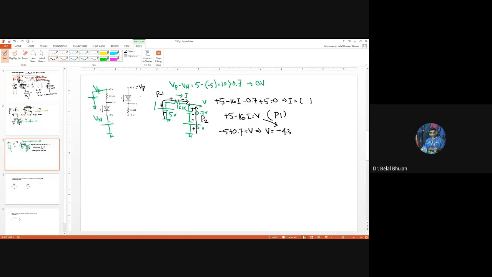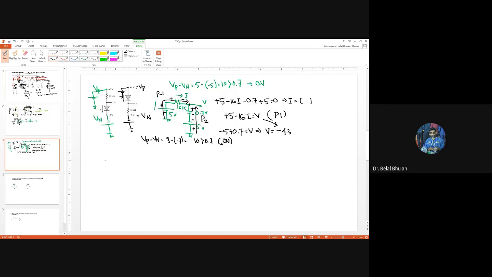Okay, so Vp is equal to 3 and Vn is equal to minus 7. Again, any terminal voltage means it is measured with respect to ground. And if we apply the Vp minus Vn rule, we get 3 minus minus 7, which is 10, which is greater than 0.7. It is on.